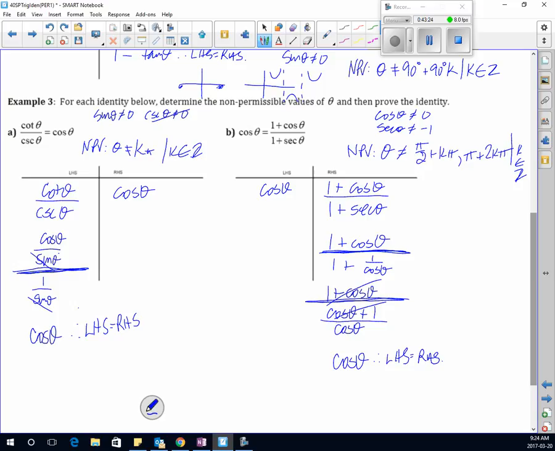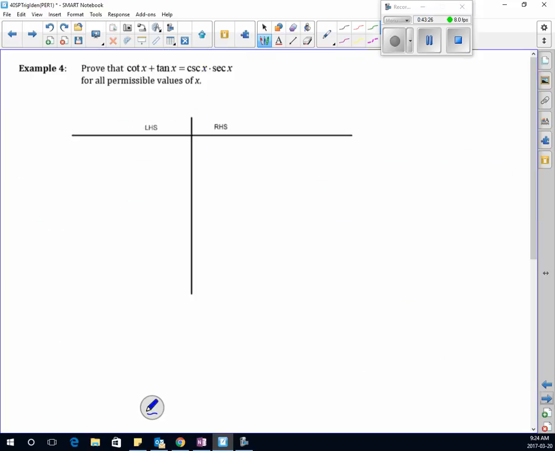All right, we have one last proof here. Let's do this. Okay, cotangent x plus tan x equals cosecant x times secant x. Do you notice how I stated it this time? I said prove for all permissible values of x. That means we don't actually have to state the non-permissibles this time. And that's how a lot of the proofs on the exam will be, unless they specifically want you to find the non-permissible values.